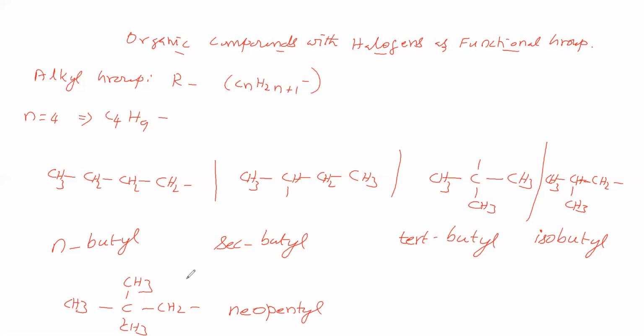Suppose here we give Cl, then we will say n-butyl chloride. Here Br means secondary butyl bromide. Here iodine means tertiary butyl iodide. Here Cl means isobutyl chloride. Here Br means neopentyl bromide. Like this, common names we can say. So next common name we will see.